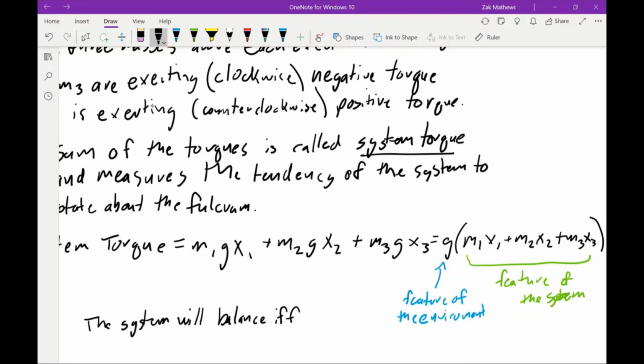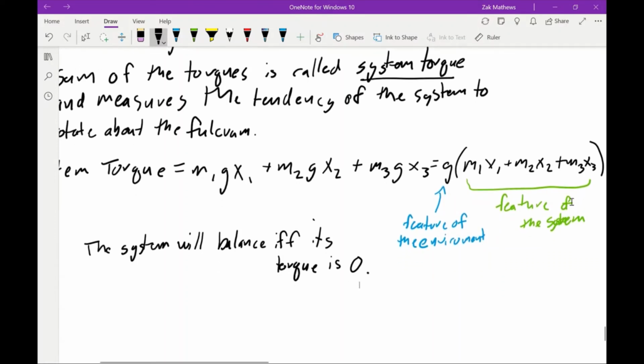The system will balance if and only if, IFF stands for if and only if, its torque is 0. And that makes sense, right? If everything balances out, this equation just gives us a big old 0, meaning nothing is actually moving.